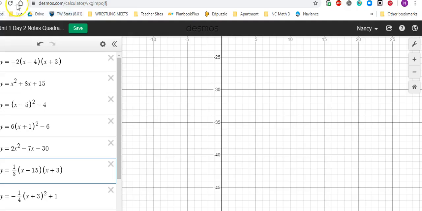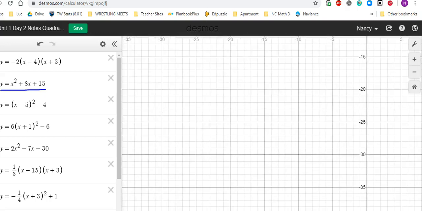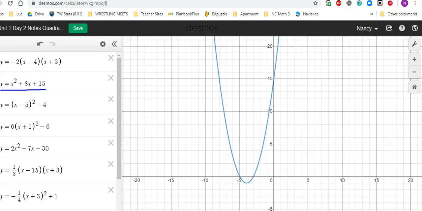Just want to be able to draw on this. Let's look at this one right here. This y equals x squared plus 8x plus 15. So if I make that one visible, there it is. So this is a parabola, and that is what a quadratic makes. This is the type of graph that it makes, a parabola.